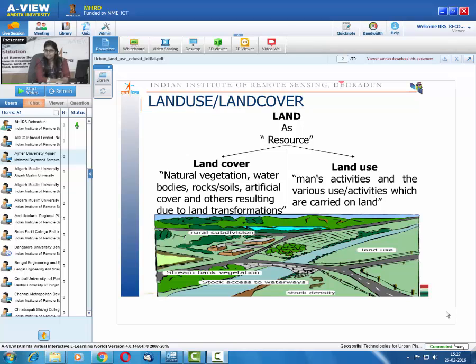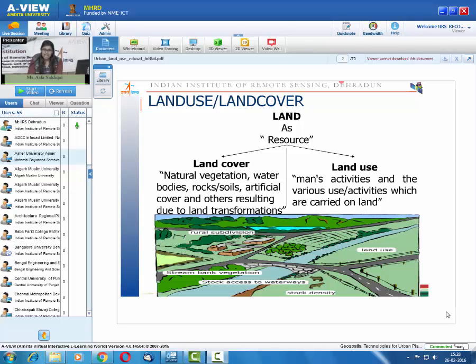What is land use and what is land cover? In general, we use these two terms interchangeably, but we need to understand that there is a very important difference between land use and land cover. So first, let us understand that land is a resource, and the resource is not vast, it is scarce. What is the difference between land use and land cover? Let us focus on that now.